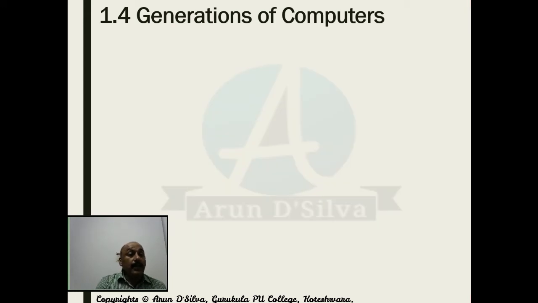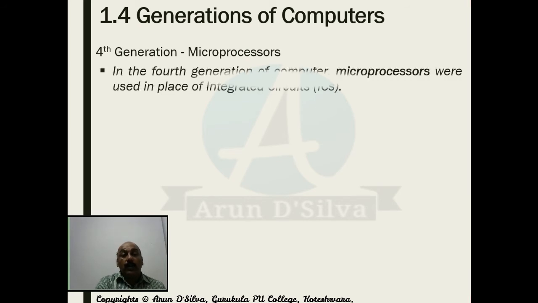Students, let me move to the next generation of computers. That is the fourth generation. In the fourth generation, the microprocessor was placed instead of the integrated circuit. And what is a microprocessor? Many integrated circuits came together and it became a microprocessor. In another way, today we are calling it the CPU. The central processing unit is nothing but the microprocessor.